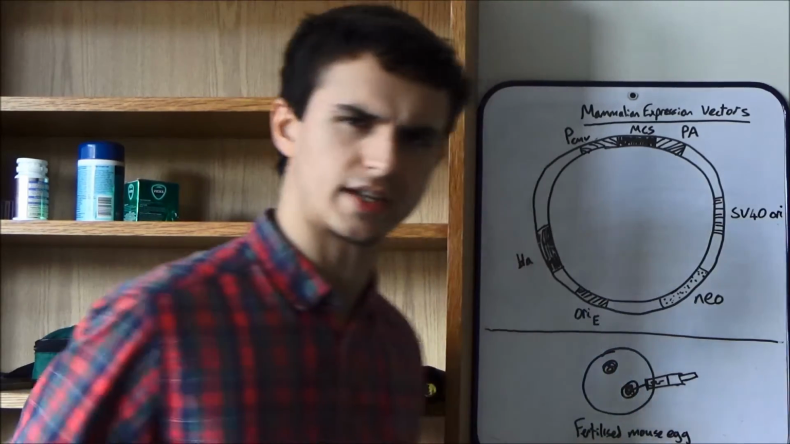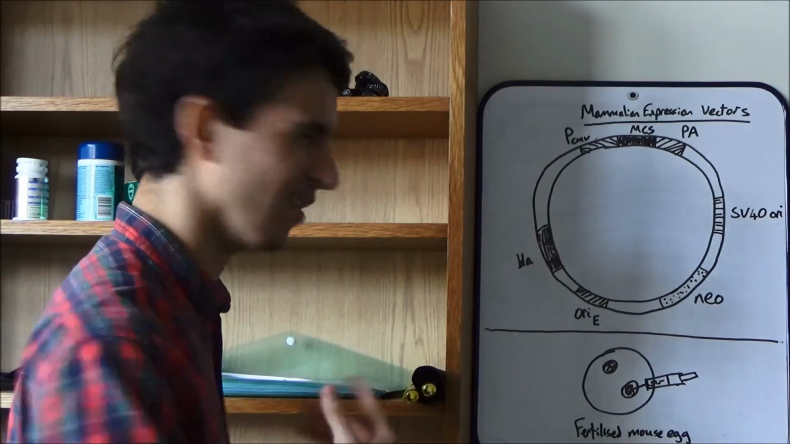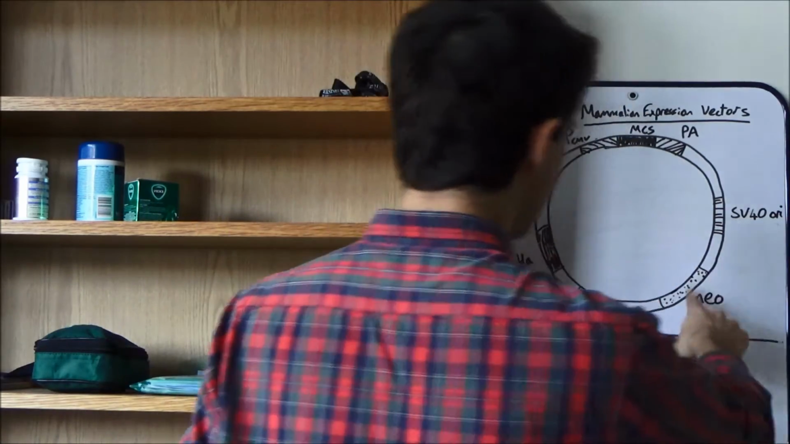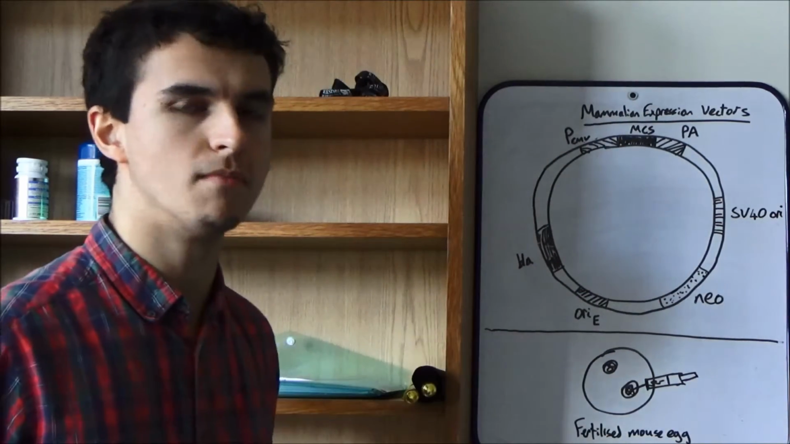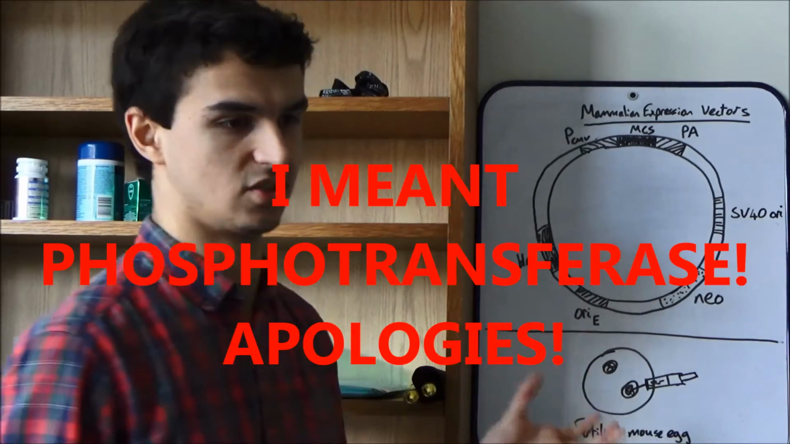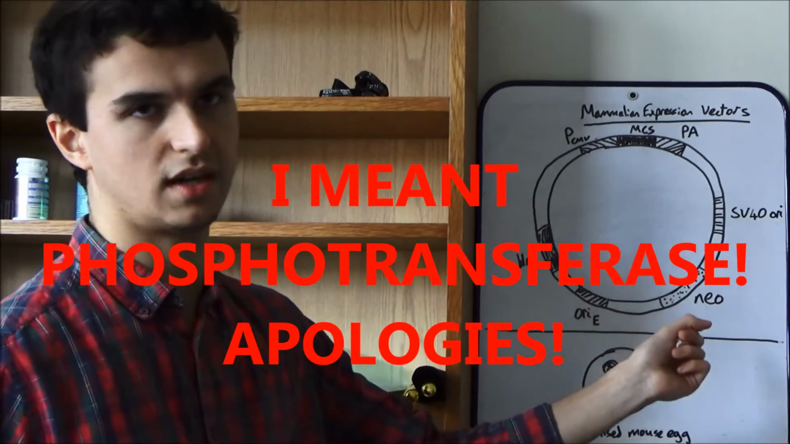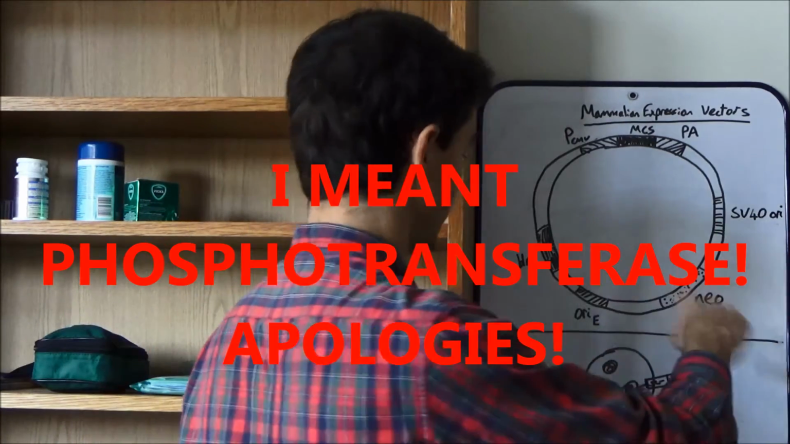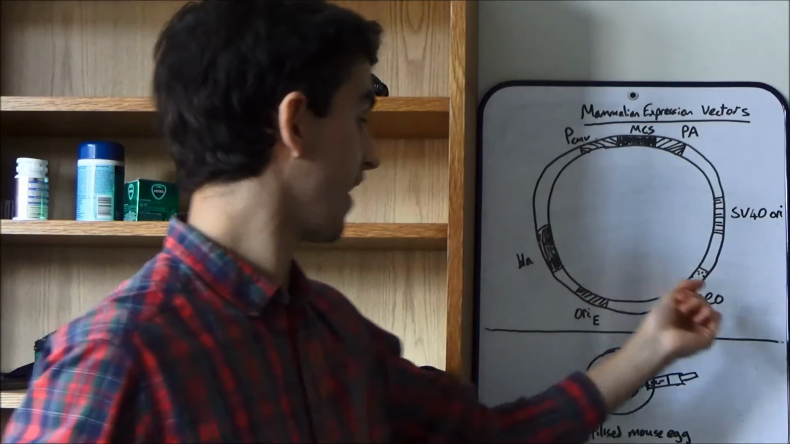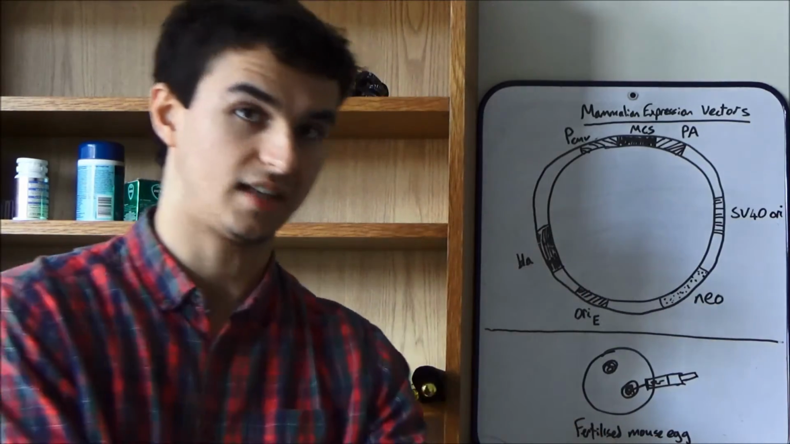But we've got a lot of other things which aren't that familiar to us. So we've got this NEO, that codes for neomycin phosphotransferase, and that's a neomycin resistance gene. So that's the selectable marker in animal cells. So the BLA gene is for a selectable marker in E. coli, and NEO is the selectable marker in animal cells.